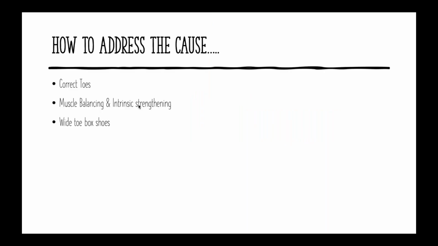So how do you start to address that? I like to address that by using correct toes in every single one of my patients that has hammer toes, whether it is structural or functional or dynamic or rigid. I recommend the correct toes. You want to create muscle balancing and intrinsic strengthening. So if it's an extensor dominance, obviously release the extensors, try to strengthen the intrinsics. If it is a flexor dominance, mobilize the flexors and strengthen the intrinsics.